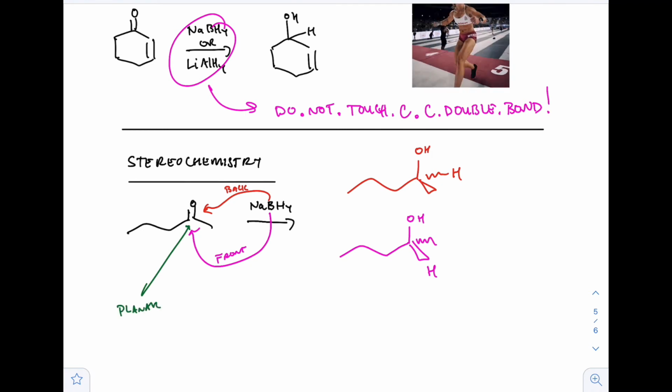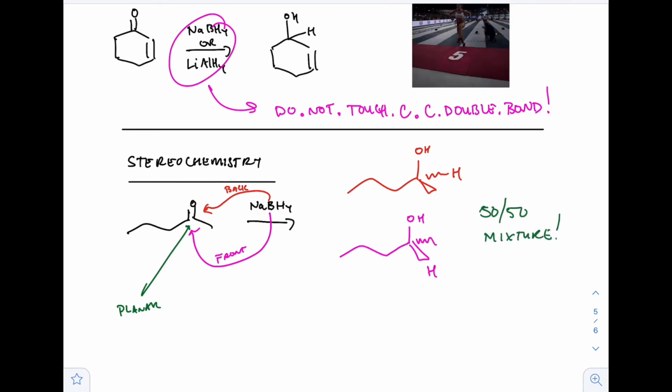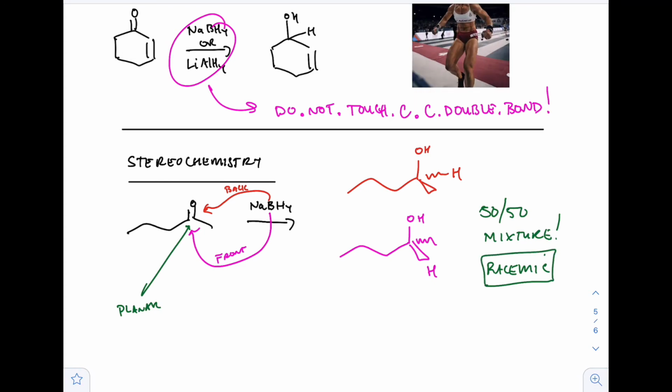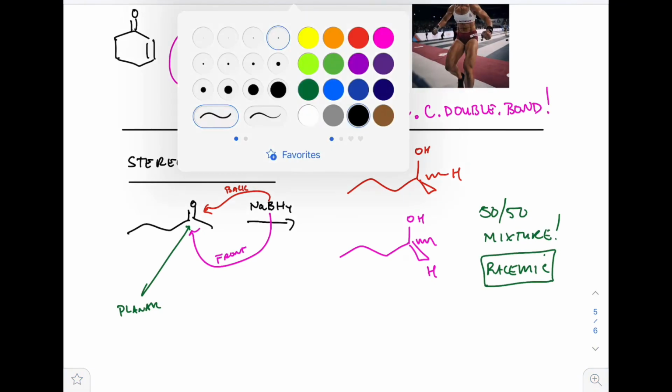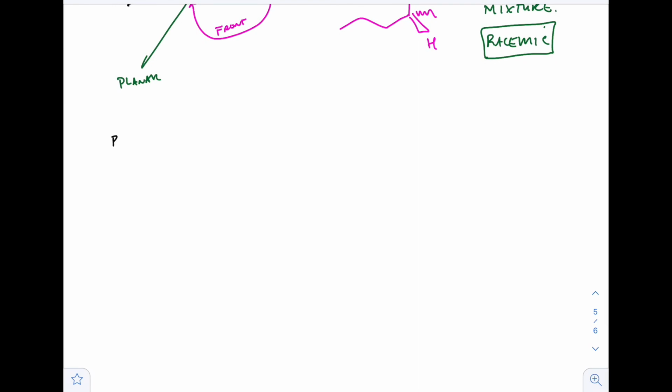And that's because this guy is planar. So in terms of statistical probability, you can approach from the back or the front equally, right? Steric hindrance doesn't really play a role. There's no selectivity. You do form a racemic mixture, okay? If you even form an enantiomer at all, right? Because it could be a symmetrical product in the end, and it's not an enantiomer one way or the other.